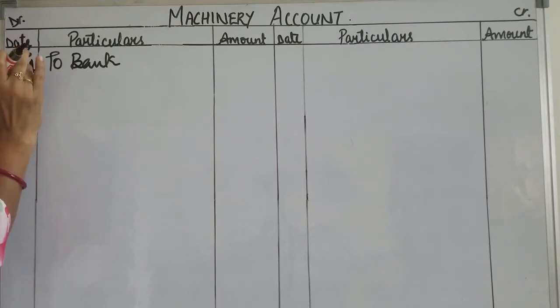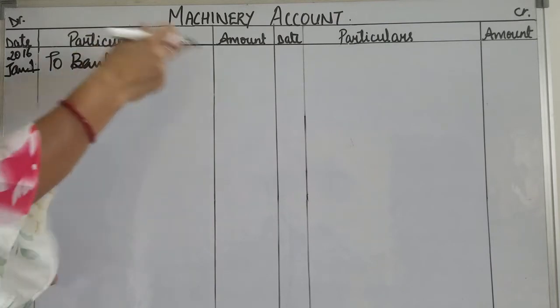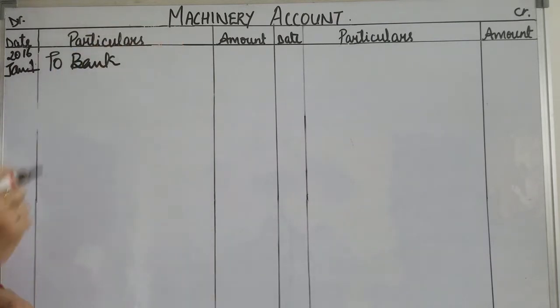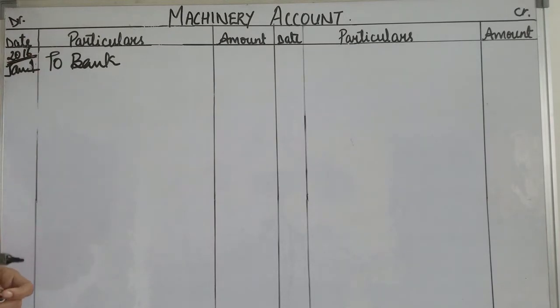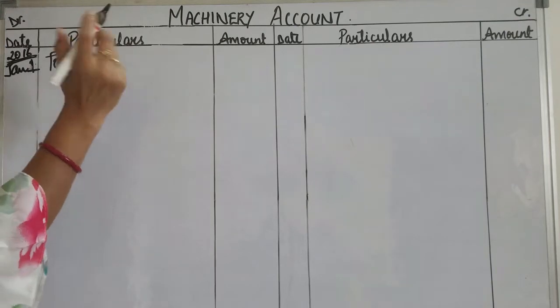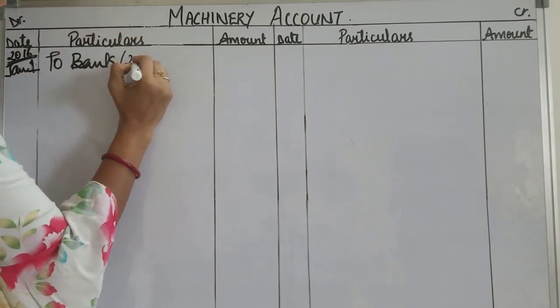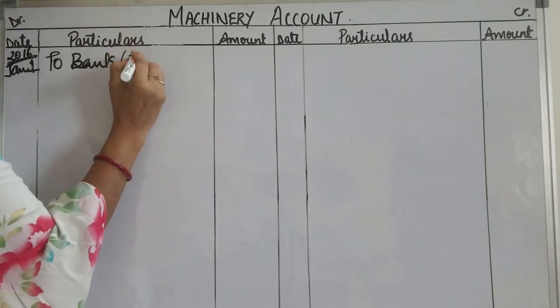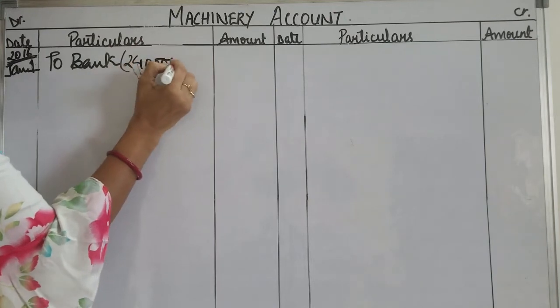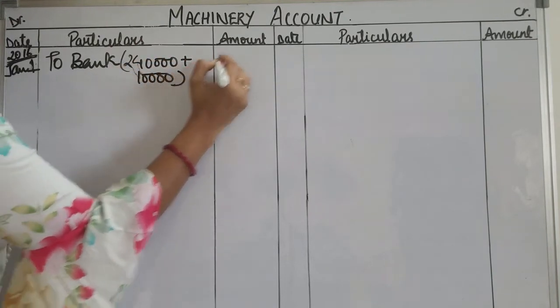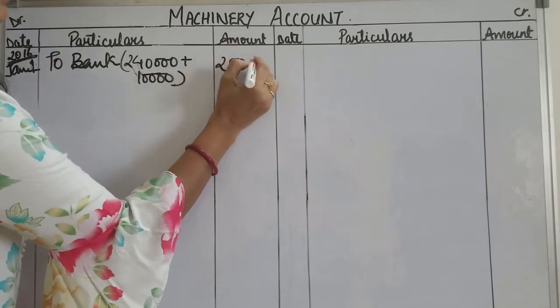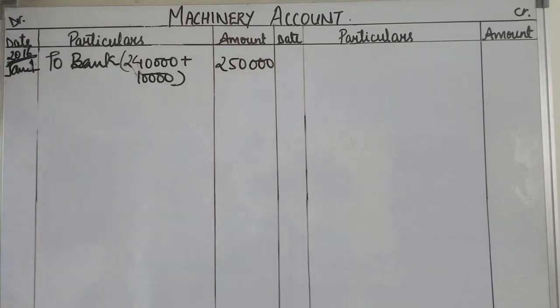And if you read the question, you will get to know that we have to prepare this machinery account for 3 calendar years. So this marking of year is very much important here. Okay, so to bank, and the total cost of machine is 2,40,000 plus 10,000 on its erection, right? So the total cost of machinery is 2,50,000.